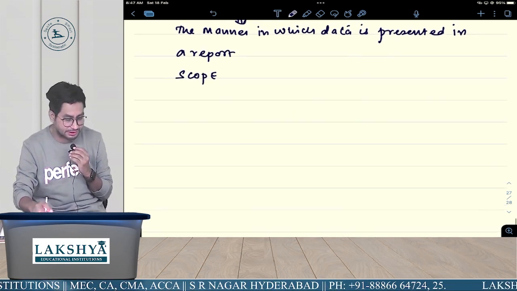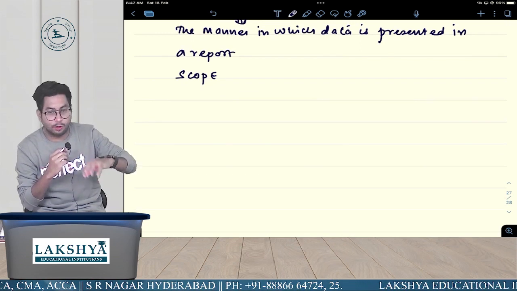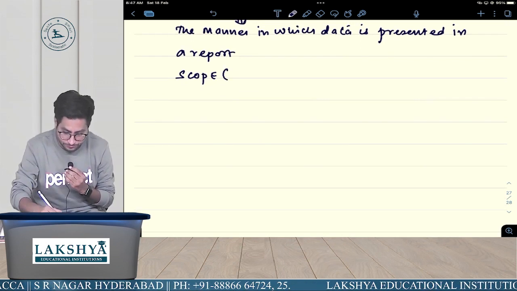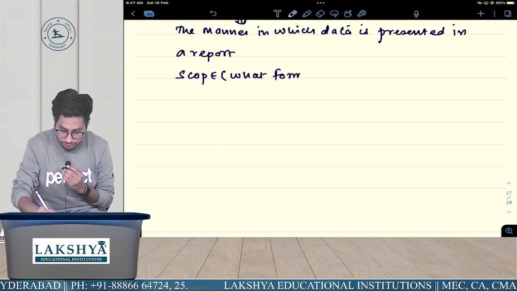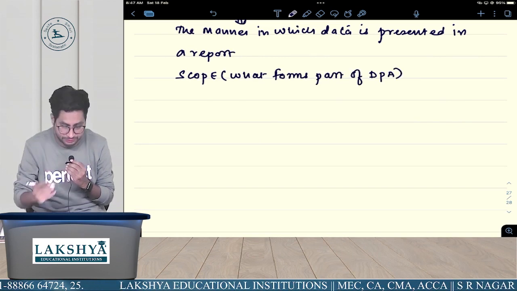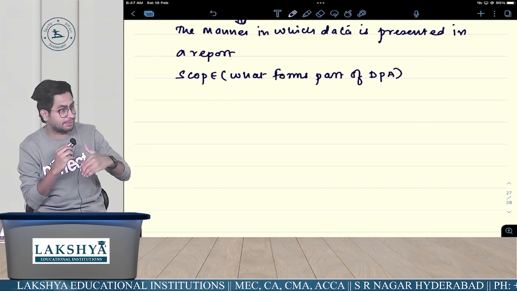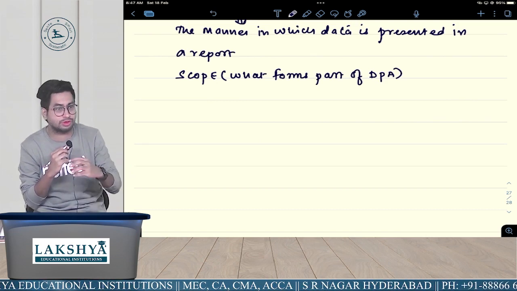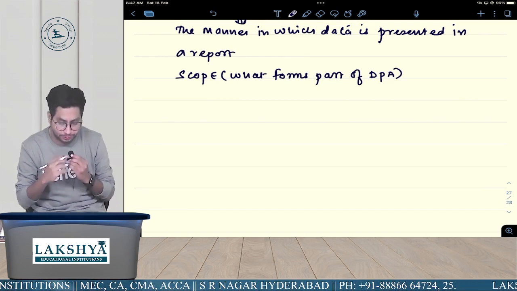In presentation architecture we have only one concept, scope. Scope means what forms part of DPA, data presentation architecture. Whenever I am presenting my data in a report, what should I consider? What should I consider while preparing a report?